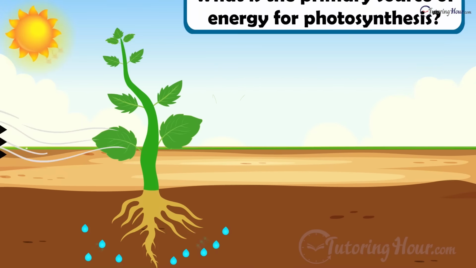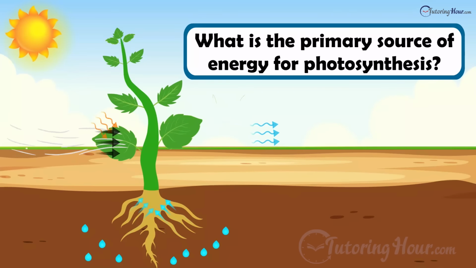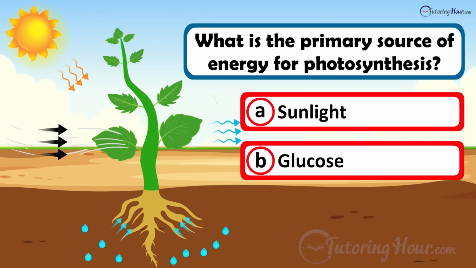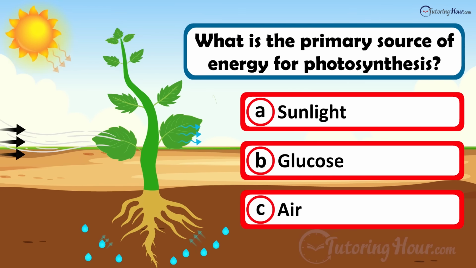What is the primary source of energy for photosynthesis? A. Sunlight, B. Glucose, or C. Air?